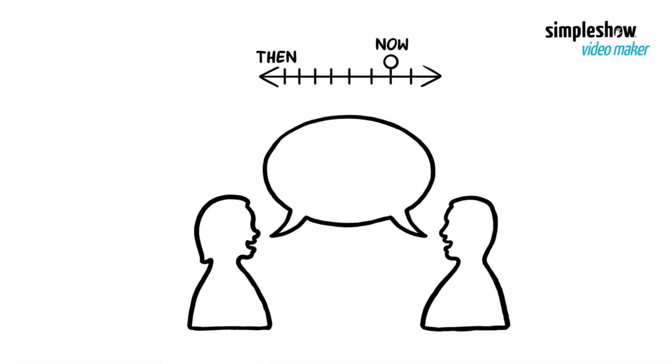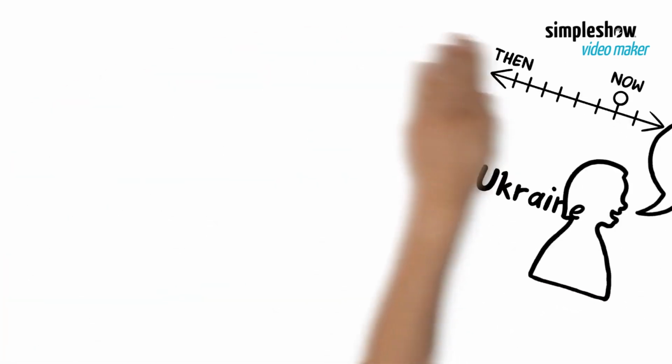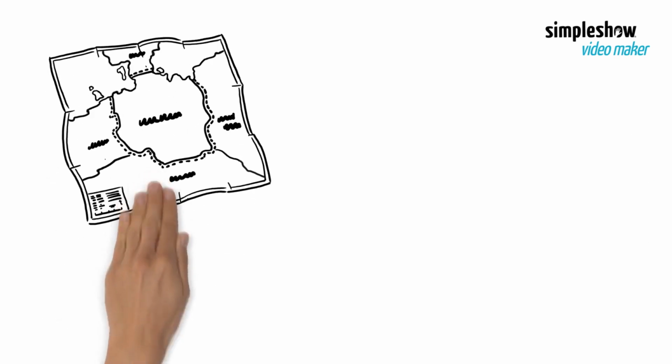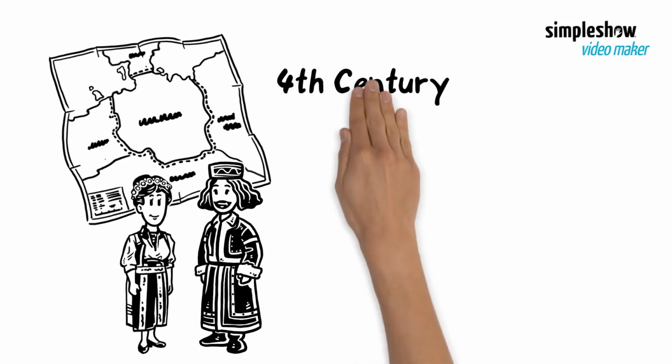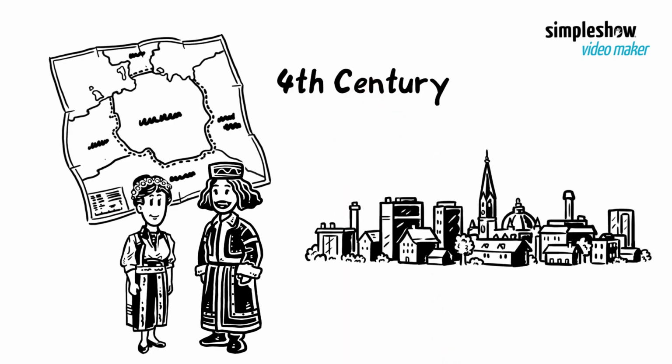Let's talk about the history of Ukraine. The area belonging to Ukraine today had been inhabited by Slavic tribes since the 4th century AD, with Kiev as its chief town.